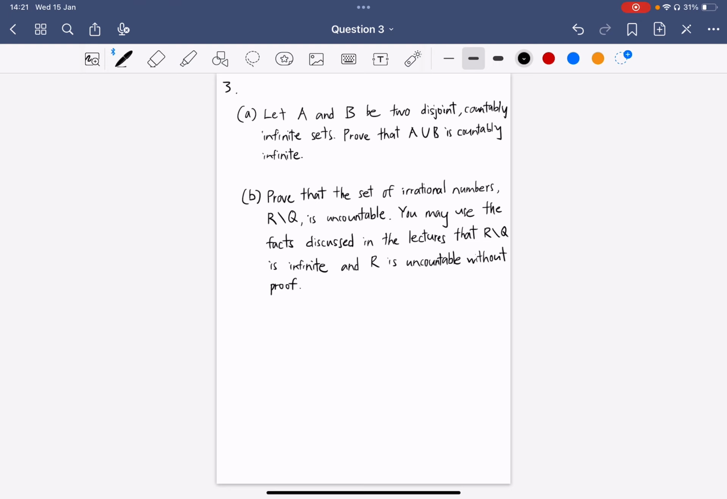And in part B, it wants us to prove that the set of irrational numbers, R minus Q, is uncountable. And we may use two facts without proof. The first of which is that the set of irrational numbers, R minus Q, is infinite. And secondly, the set of real numbers, R, is uncountable, right? So let's start with part A.